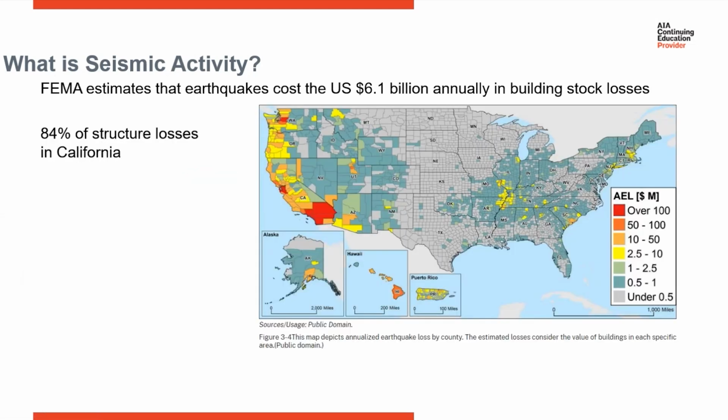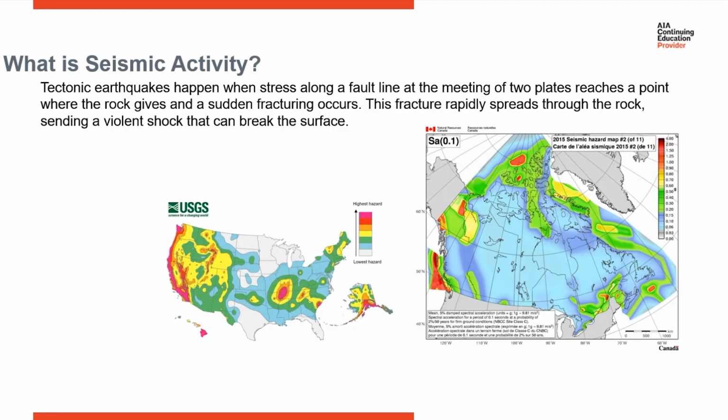So FEMA estimates that earthquakes cost about $6.1 billion annually in building losses, with about 84% of those losses occurring in California. This image just shows you again the hazard map. So again, the coast of California, very high hazard potential, and also some high hazard areas in the Midwest and the Carolinas as well.